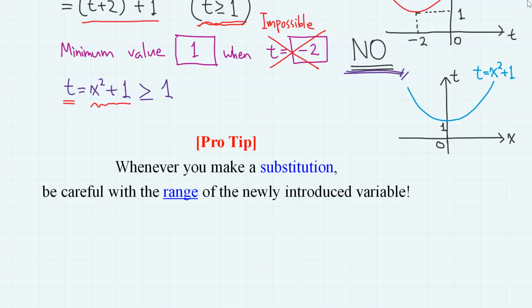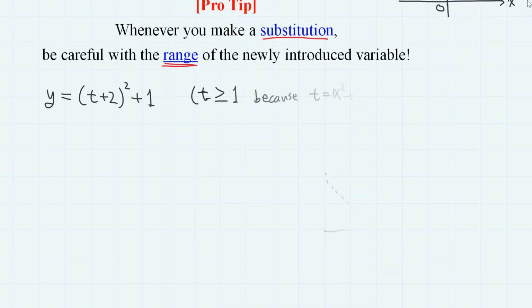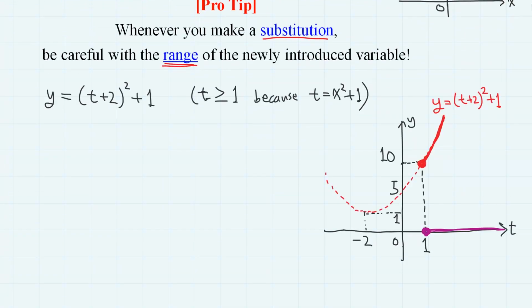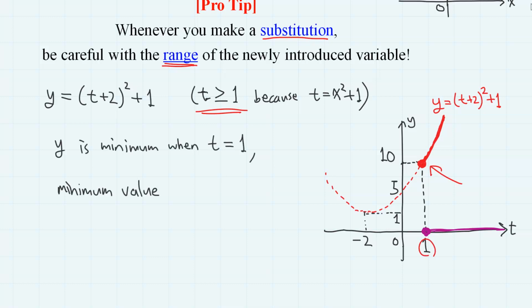Which leads to this very important general principle when making a substitution. Whenever you make a substitution, be careful with the range of the newly introduced variable. Therefore, if we search for the minimum in this domain, we can see that y is minimum when t equals 1, and the minimum value is (1 plus 2) squared plus 1, which is 10.